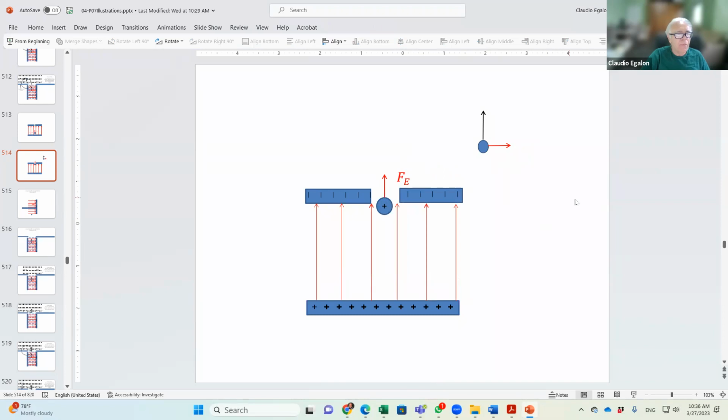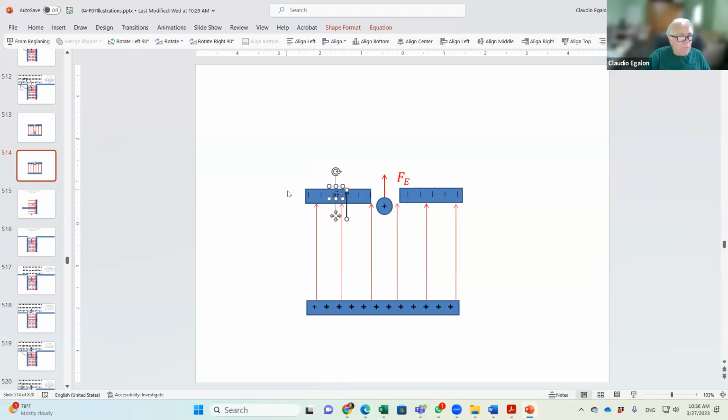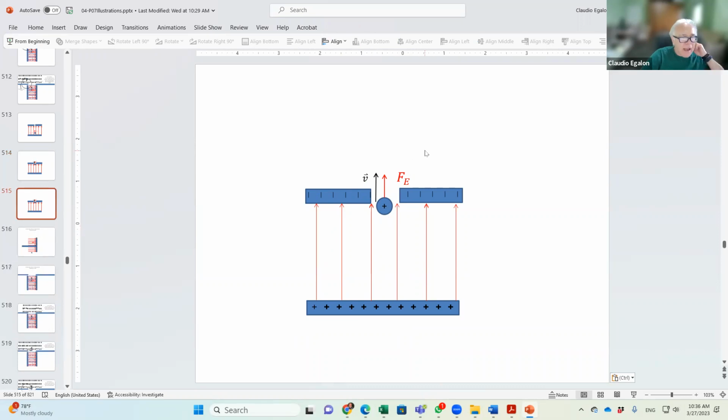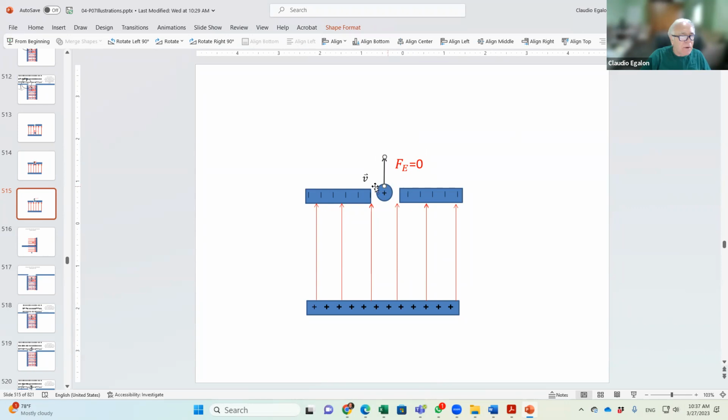Electric force. And now I've got to illustrate the velocity as well. Velocity of the charge. Just outside this region of electric field, the force is going to be 0, right? Now you don't have any force here. Electric force is 0, and I can put the velocity vector here.